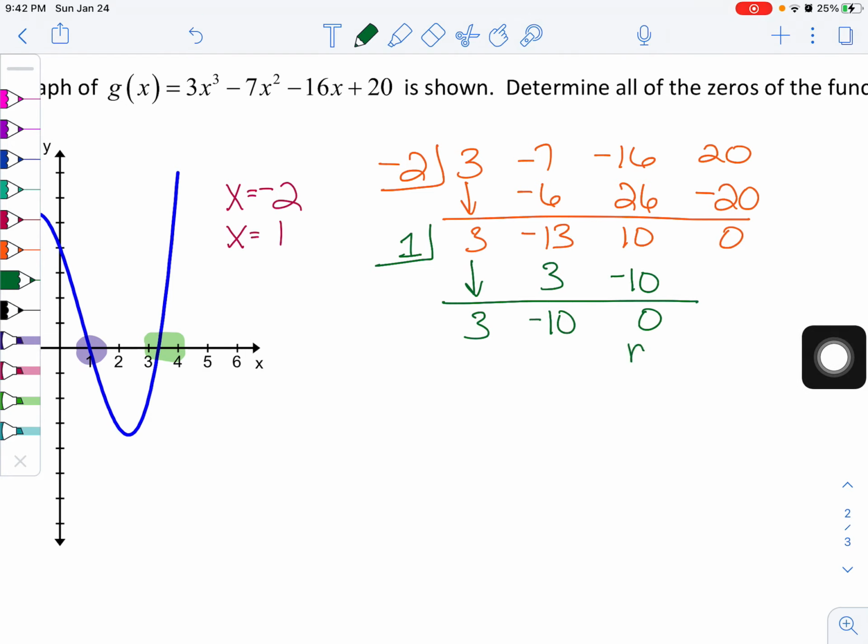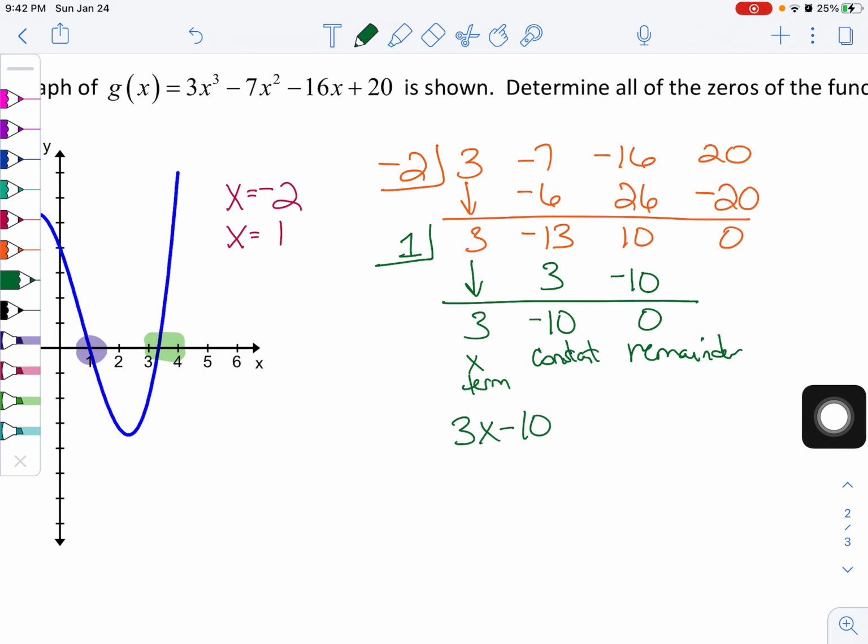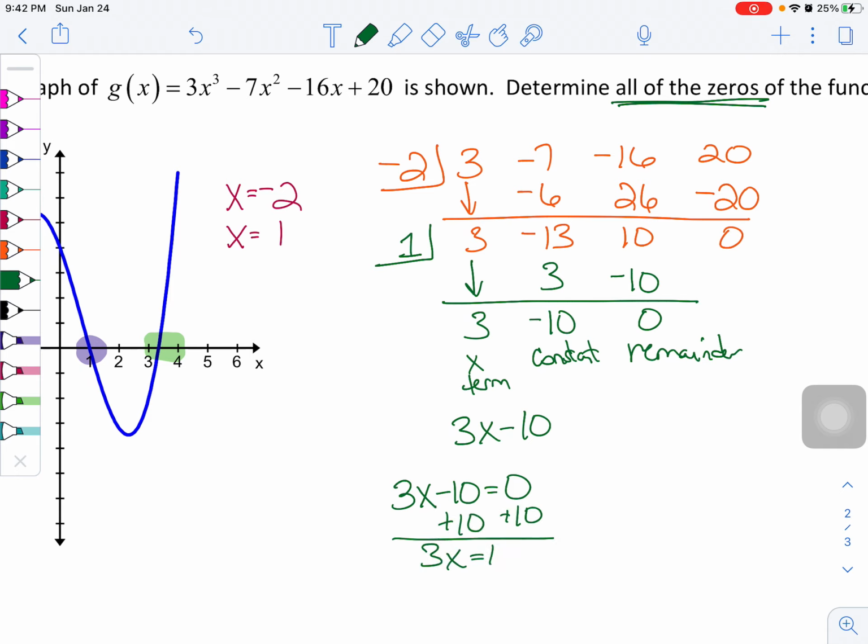So this is my remainder. And if you don't need to write this little note to yourself, don't. Here's my constant. And then this is my x term. So that means my last factor here is going to be 3x minus 10. All right. Now, this particular problem said to determine all of the zeros of the function. So to find my zero, I'm going to take that factor, set it equal to 0, and solve for x. So 3x equals 10, divide by 3. x is equal to 10 over 3.